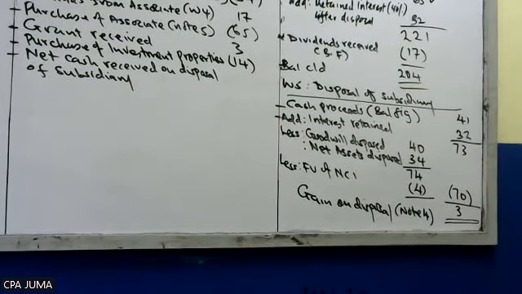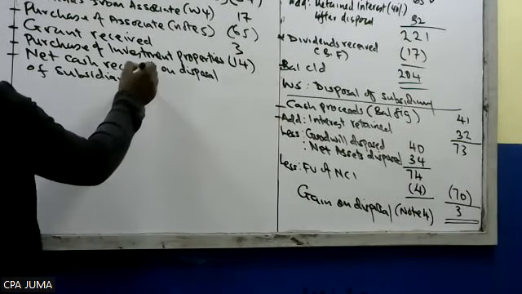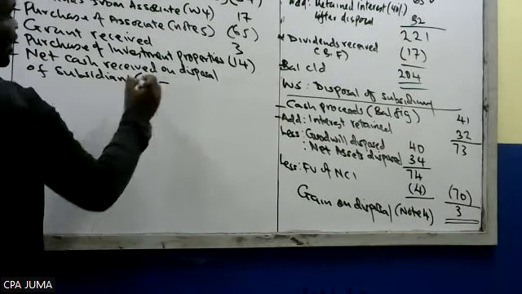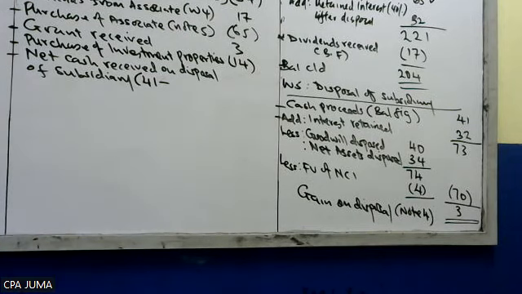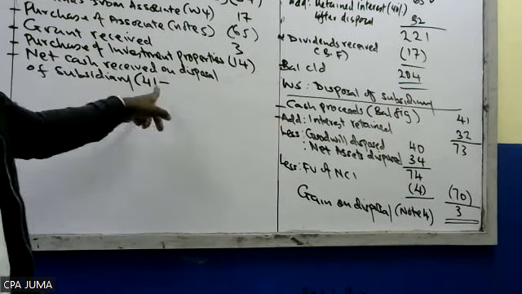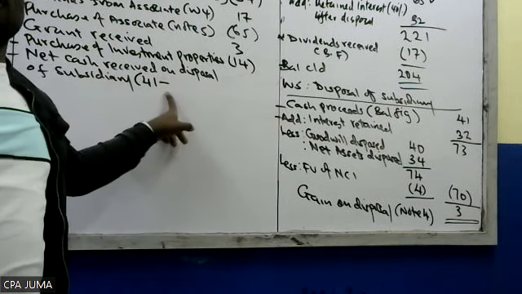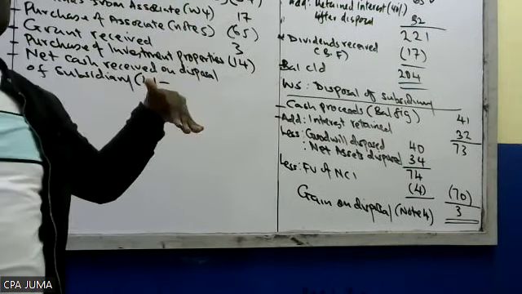So now, check here. They received how much? 41. But they also disposed of their cash. That is why the net was quite good for me. They received 41, but check note 4 on those items which were disposed in note 4.